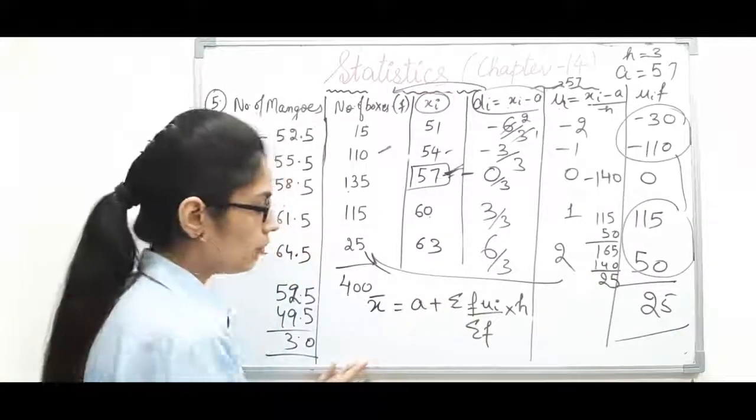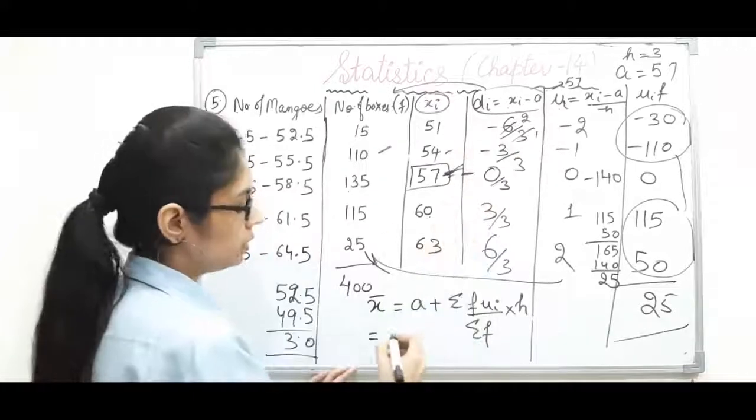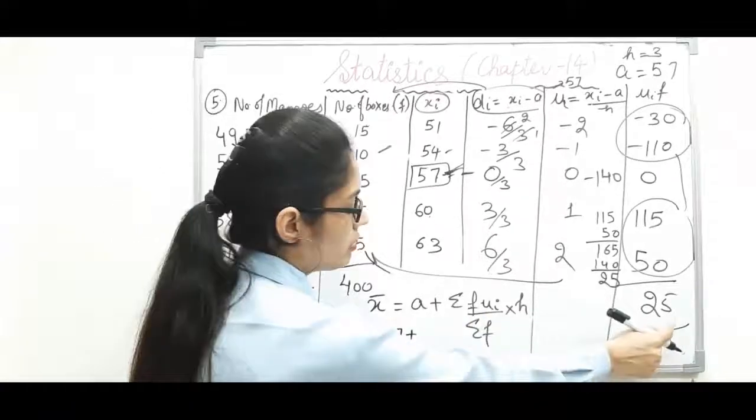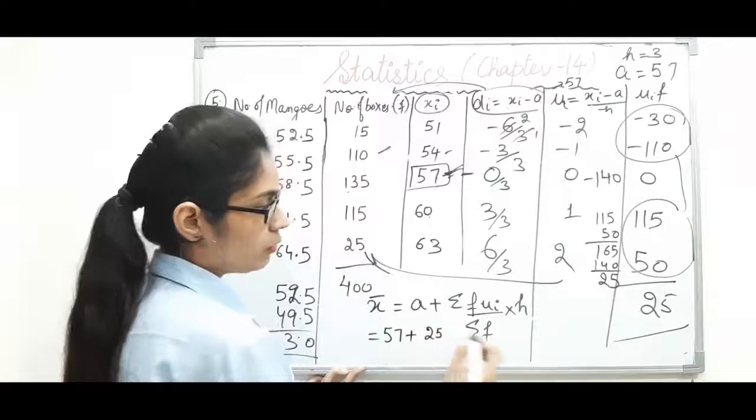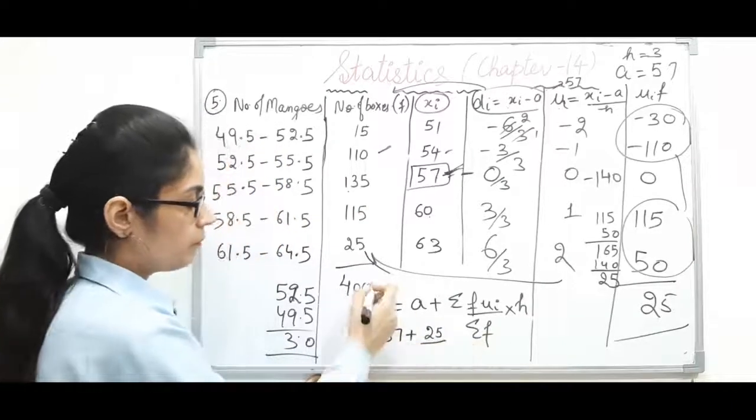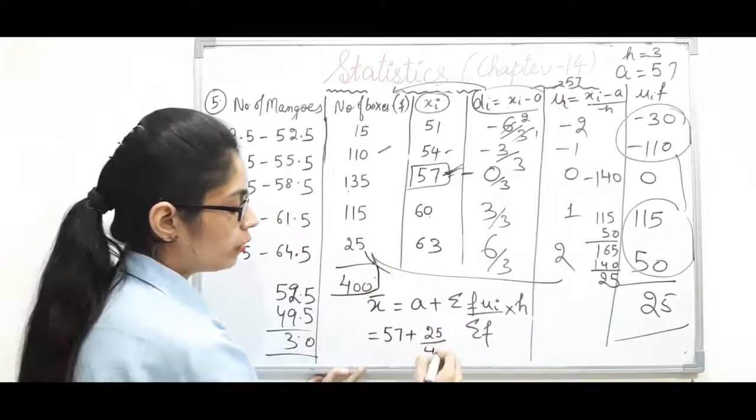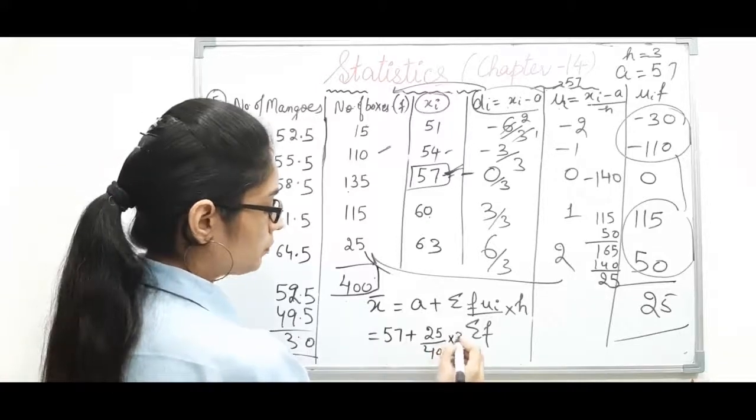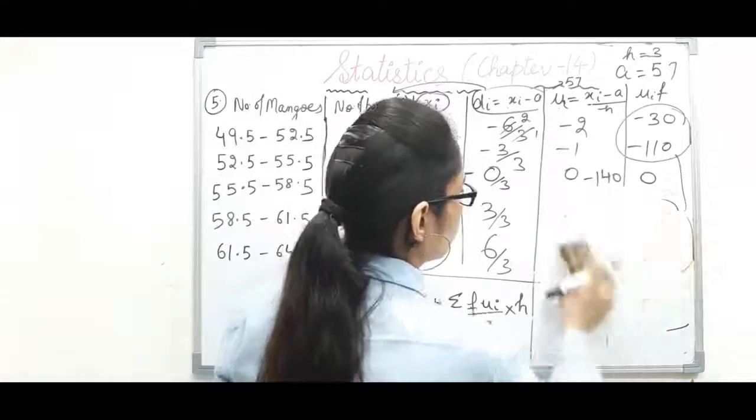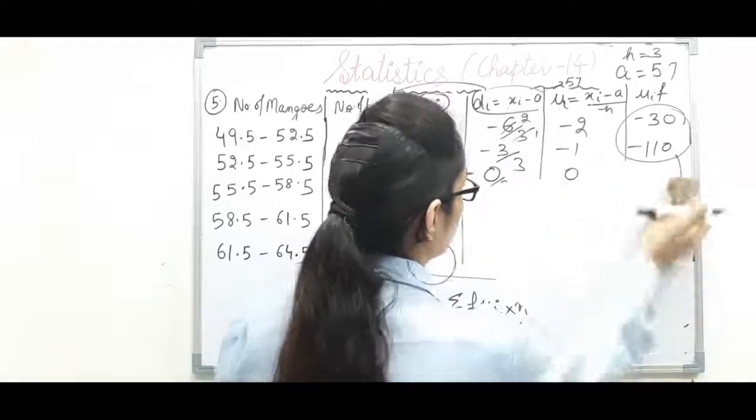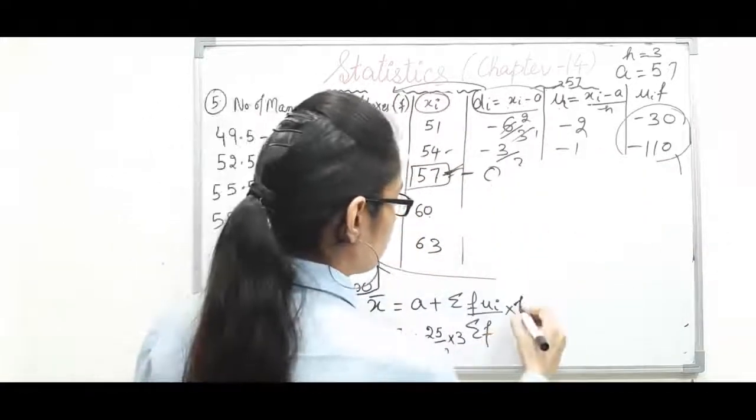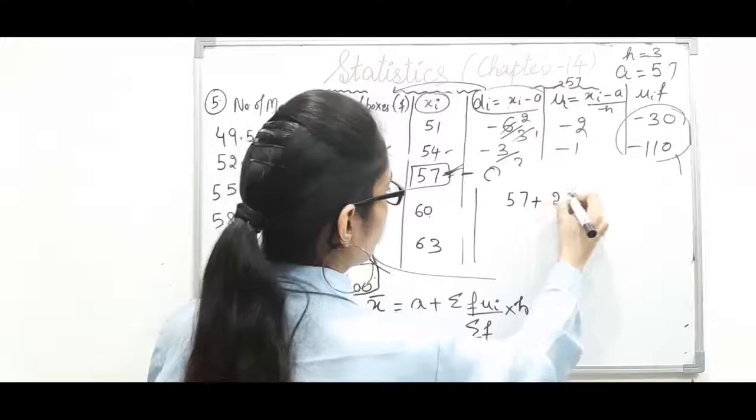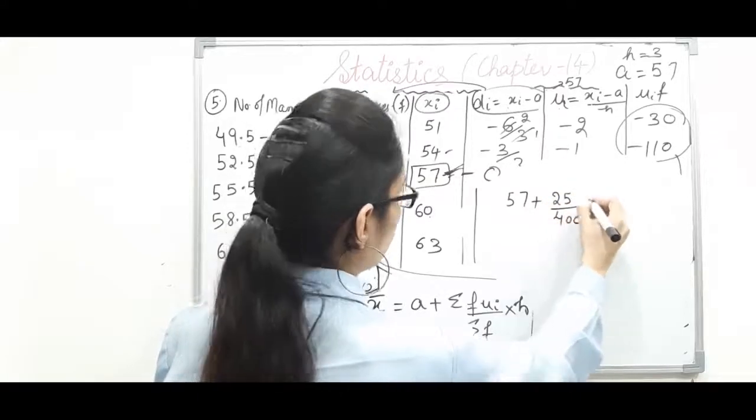In this formula we can put the values now. A is the same, I have assumed A as 57 plus summation fiui, it is 25. Summation fiui means total of fiui, 25 I have got. Summation f at the starting itself we have done, it is 400, into h. So h, it is 3. So here I can write it is 57 plus 25 by 400 into 3.